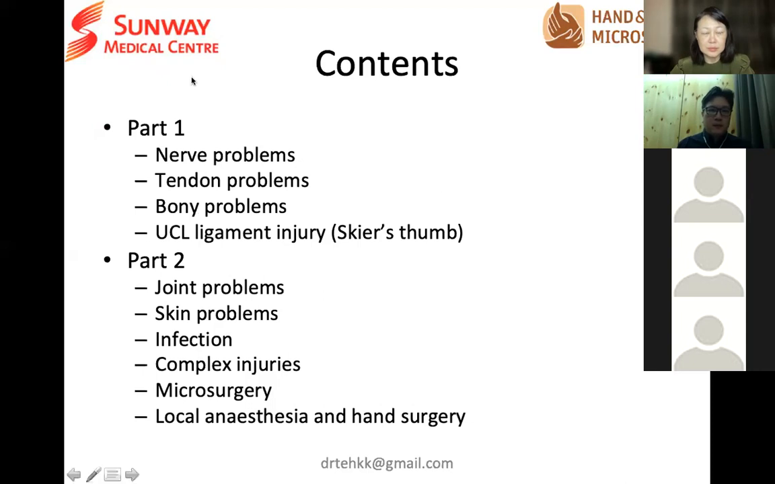There are two parts, part one and part two, because I have some 200 over slides to present, but they are pretty easy, and they are just mainly photos or images of my patients or some diagrams that I take from the internet. So part one would be on nerve problems, tendon problems, bony problems. And I think yesterday there was a request in the Telegram to talk about ulnar collateral ligament injury or skier's thumb. I will stop halfway, and if we don't take up too much time, and if there's still time, we can go into part two to talk about the rest.